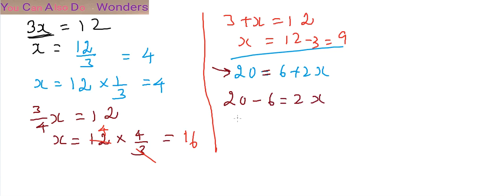So 20 minus 6 is 14. So 14 is 2x, or 2x is equal to 14. Both are the same. So x is equal to 14 by 2, which is 7.